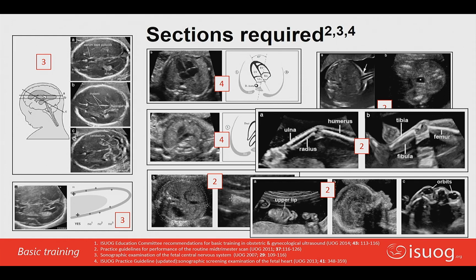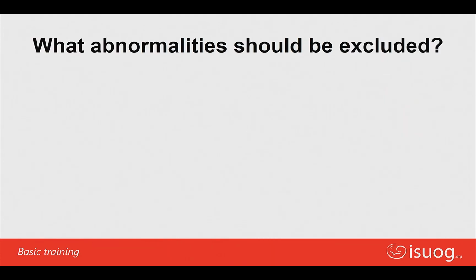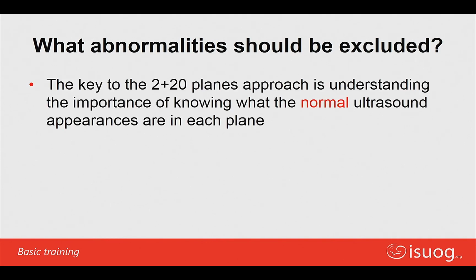So those are the sort of sections and the sort of standard of view that you should be attaining when you're doing your sections. So this brings us to the abnormalities that can be excluded. And what's important and what we really want to stress from today is this isn't about you, when you're starting off in your scanning careers, it's not about making a diagnosis. You refer to somebody else who will make the diagnosis.